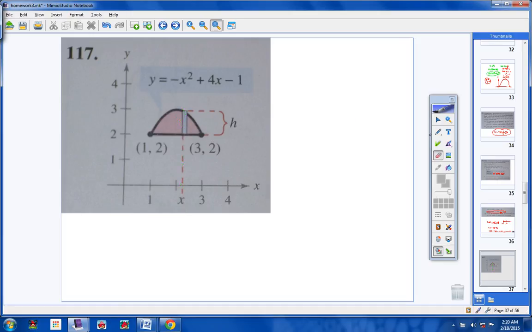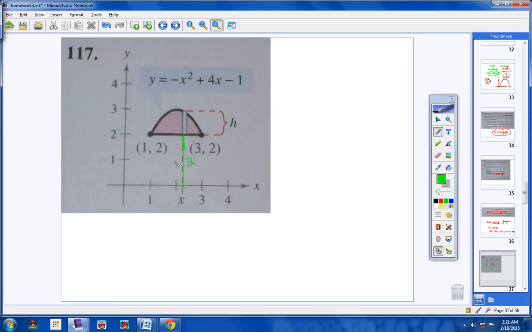Okay, so here's what we have to do. First of all, think about it, guys. I already know the height from here to here. You do? Yeah, definitely. Look, we're over 1 up 2, over 3 up 2. So the height of this thing is right at 2. Okay? So I know the green line right here is 2.